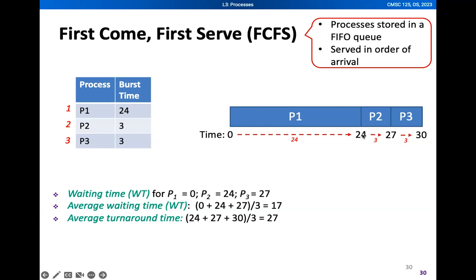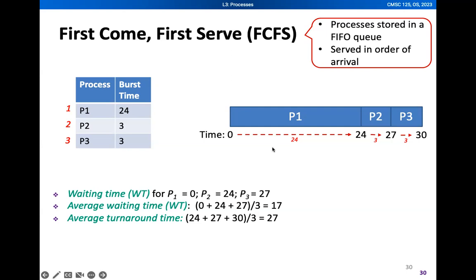Okay, so the waiting time for P2 and P3 is very long, correct? Since P1 arrived first and it took 24 seconds. So even if the burst times of P2 and P3 are very short, like only 3 seconds, they have to wait for a long time before they take a turn in the CPU. So it's really not a good idea to use FCFS if you have really long processes that arrive first. Okay, so we also have the convoy effect.